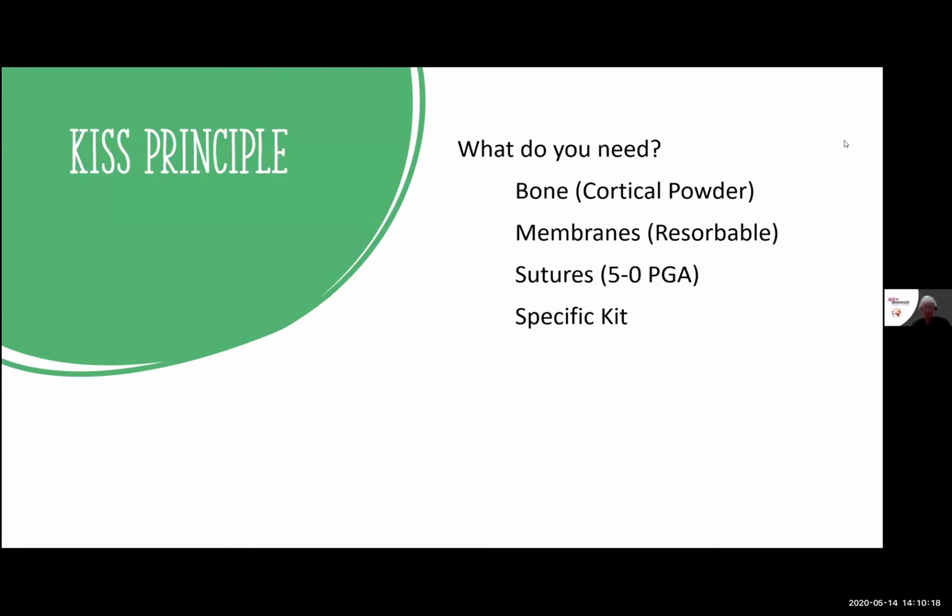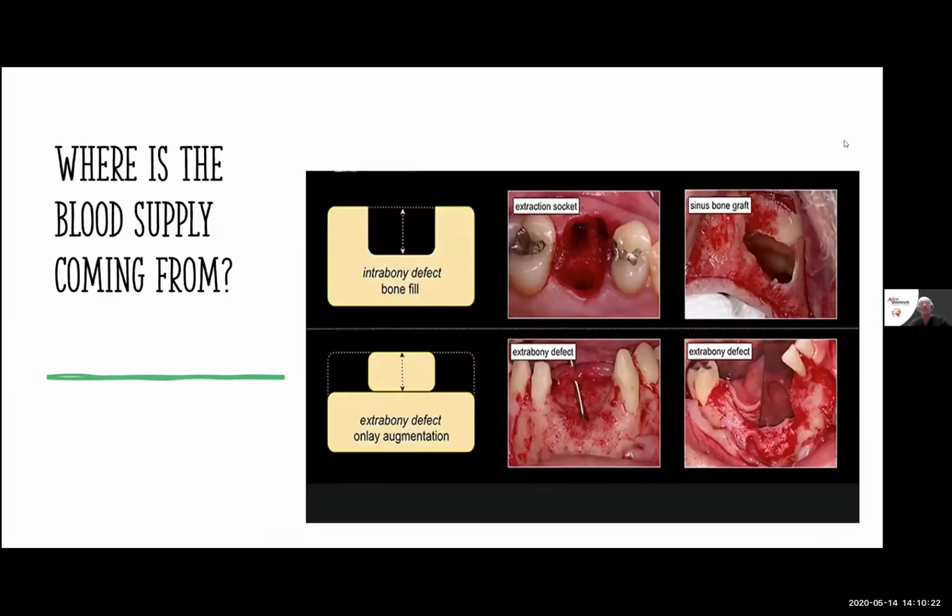You would need to have a ridge split kit for that, and that's what I'm referring to at this point in time. And so knowing where your blood supply is coming from is a big key for me to suggest to you in trying to get your bone to grow.